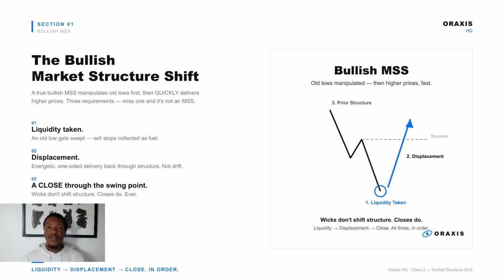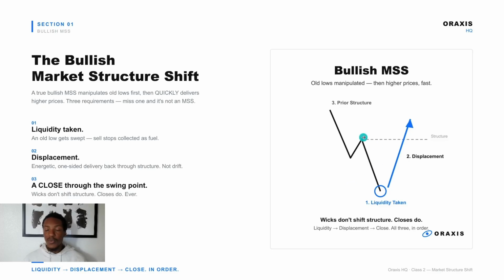Now, the first thing we're going to go over today is a bullish market structure shift. This isn't anything complicated, but a true bullish market structure shift manipulates old lows first and then quickly delivers higher prices. There are three requirements. Miss one and it's not a market structure shift. First, you have to have liquidity taken. So here is our liquidity. Liquidity has been taken. Two, you have to have displacement. So once that liquidity is taken, you need displacement away from that level. As you can see here, this is displacement away from this level. And three, a close through a swing point.